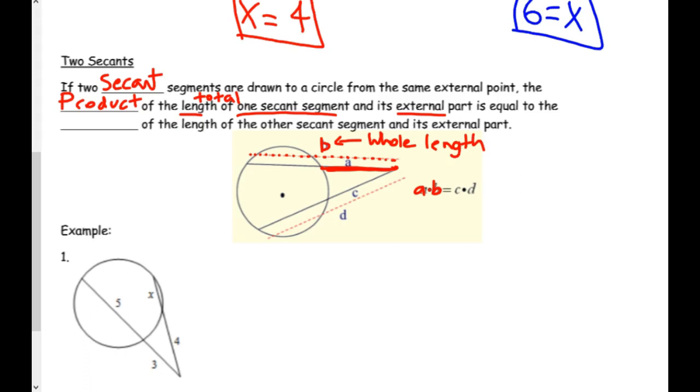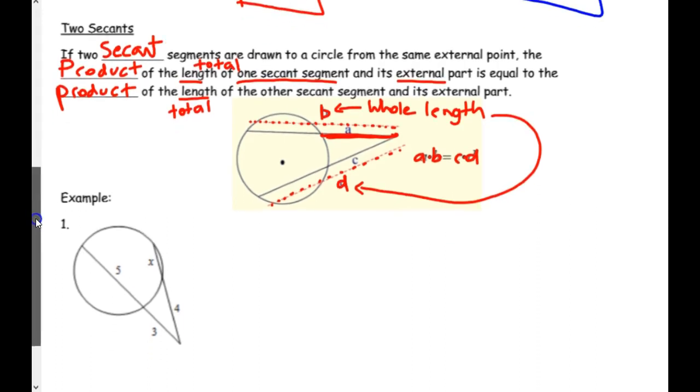Which is equal to, on the other one, it's the same idea. It's the product of the length of the other secant. Now again, that's the total length. So if you look at letter D down here, all the way, and its external part, that's why it's C times D. So we're going to see how this works here on example 1. I want you to really pay attention and think about how you might mess this up, because it's easy to confuse.